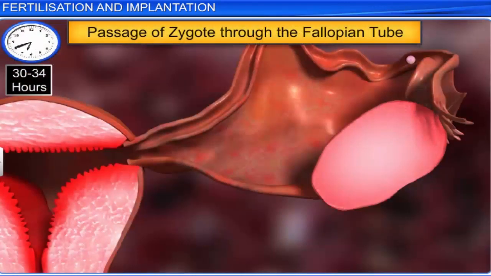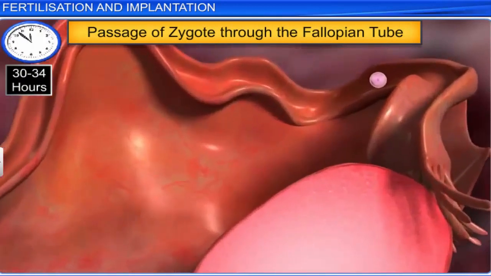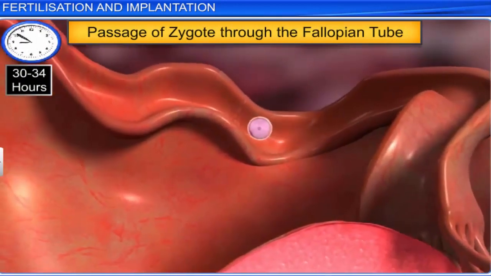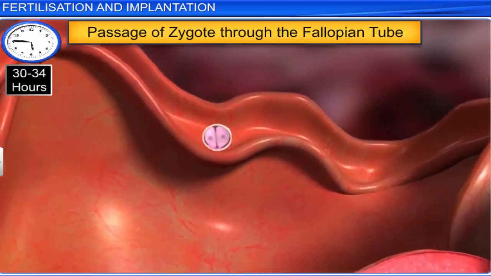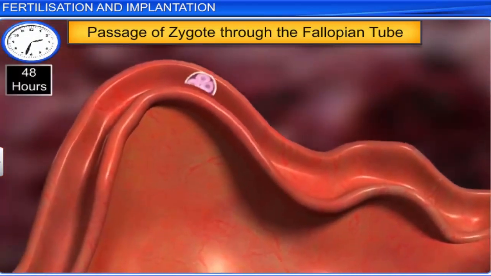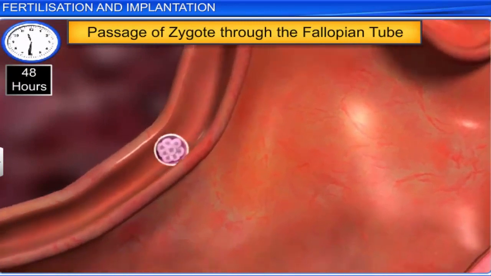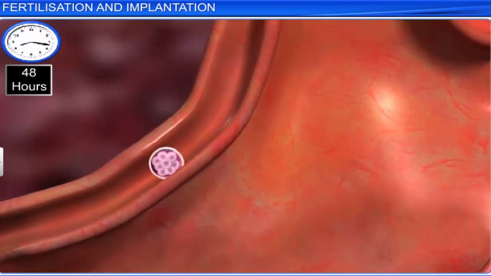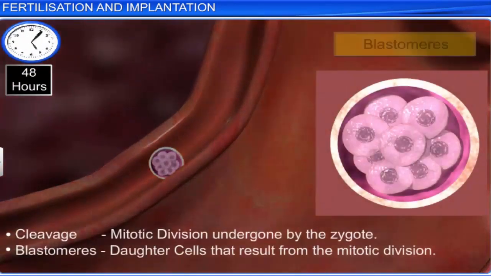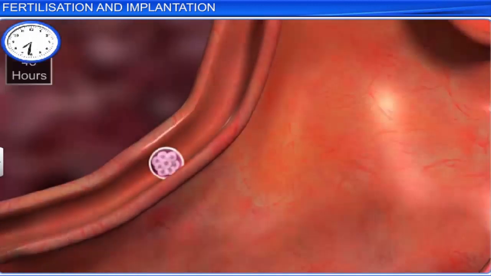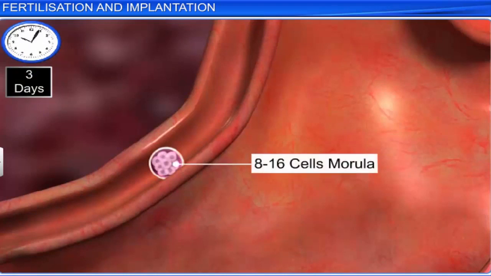A little more than a day after its formation, the zygote starts moving down the fallopian tube. Simultaneously, the zygote also undergoes mitotic division, and with each successive division, the number of daughter cells doubles. This division is termed as cleavage, while the resultant daughter cells are called blastomeres. About 3 days after fertilization, the zygote contains nearly 8 to 16 cells and is called a morula.